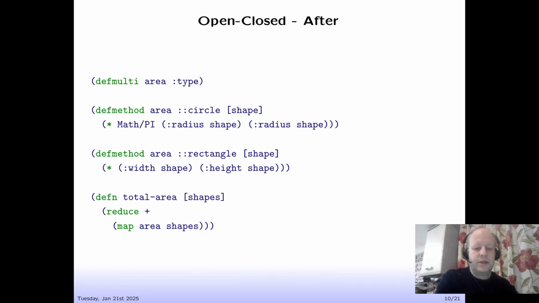And the nice thing is this is open for extension, so we can just add another dispatch to the multi-method, the area method, and it's closed for modification. We don't need to modify this method anymore if we want to introduce new shapes. That was an example for the open-close principle.